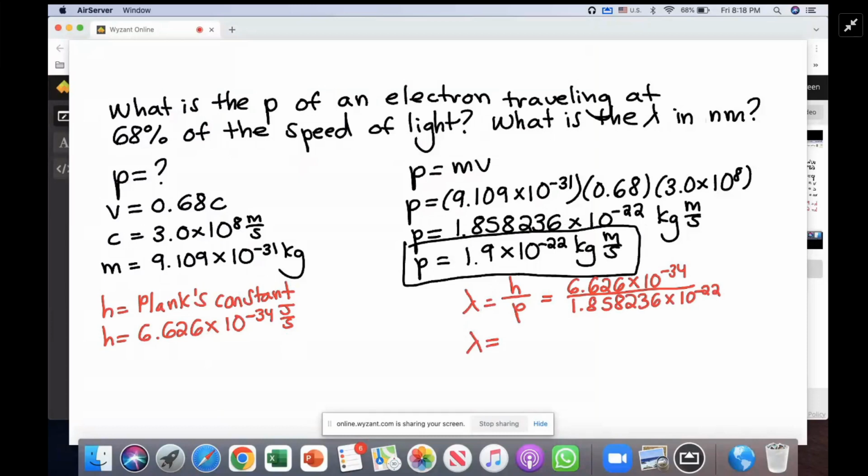And this is going to give us the wavelength in meters. So that is 3.5657473 times 10 to the minus 12 meters. Once again, this question is asking for us to give the wavelength in nanometers. And we know that 1 nanometer is 1 times 10 to the minus 9 meters. So to find my answer in nanometers, I just need to divide my answer in meters by this value.